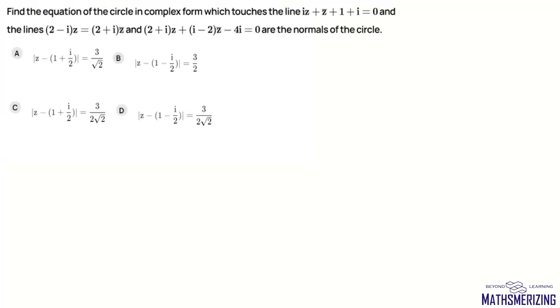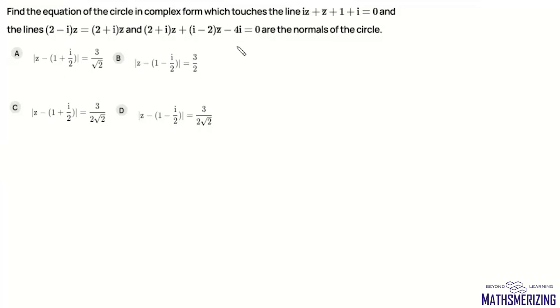Now here the question is, find the equation of circle in complex form which touches the line iota z plus z bar plus 1 plus iota, and 2 minus iota z equals 2 plus iota z bar and 2 plus iota z plus iota minus 2 z bar minus 4 iota.